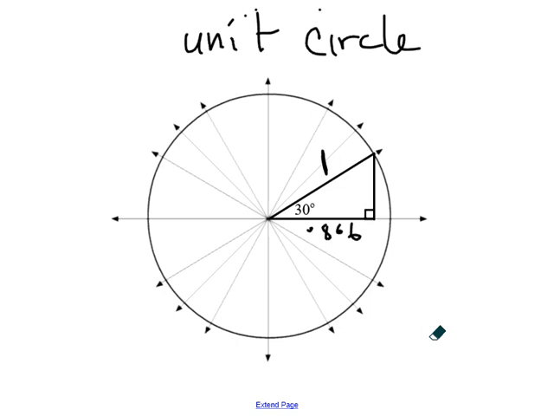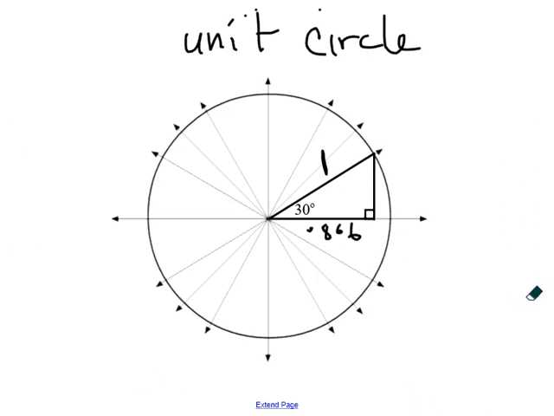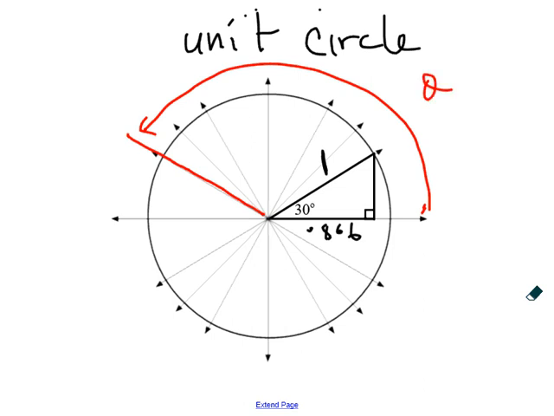Now let's look at the next one on our list, 150 degrees. All right, I can draw that angle in standard position. It would start right here, and I'd go around until I hit 150 degrees, which is right there. So there's my theta. But now if I think about my reference angle, what's the reference angle for this? Well, it is also 30 degrees, right down there.